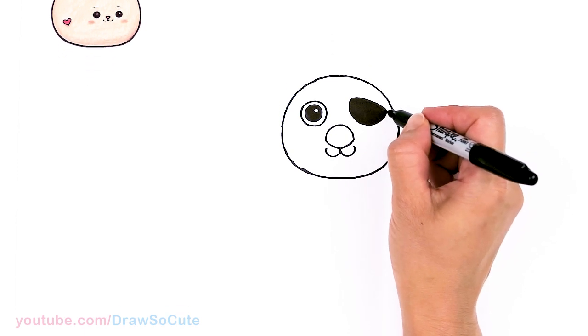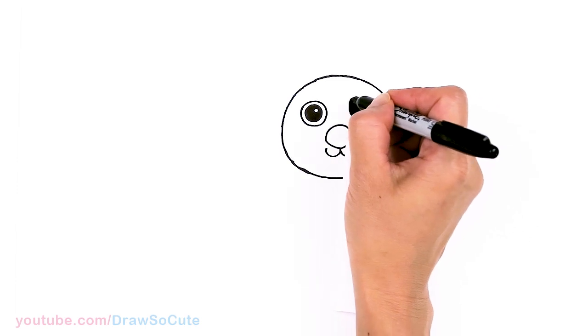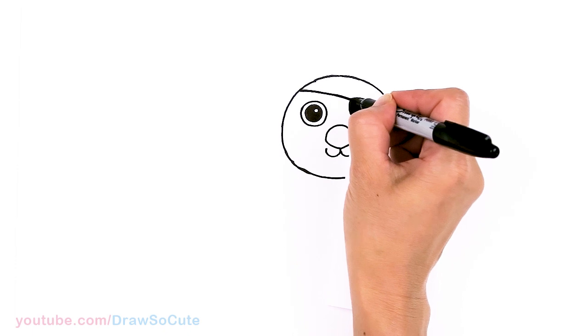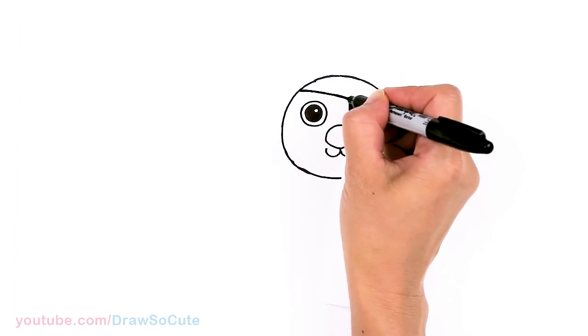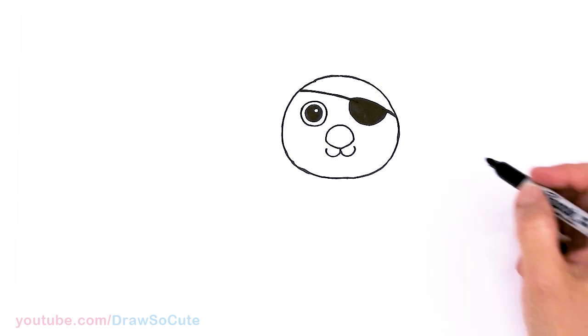So right here I'm going to draw the string that goes across. And right here I'm just going to curve it in a little bit. Okay, so now we have the eye patch in.